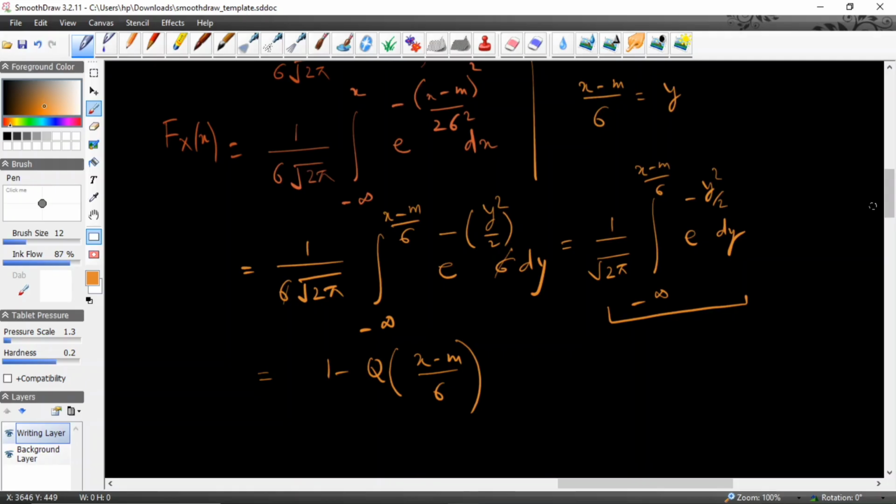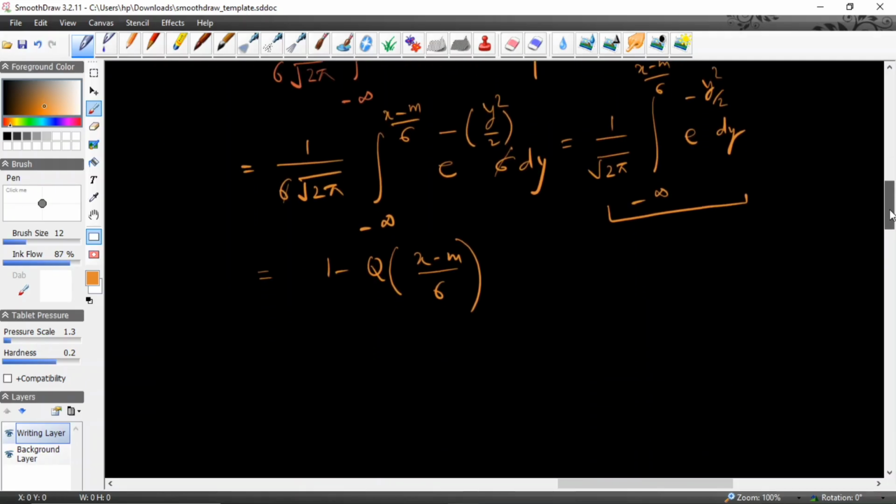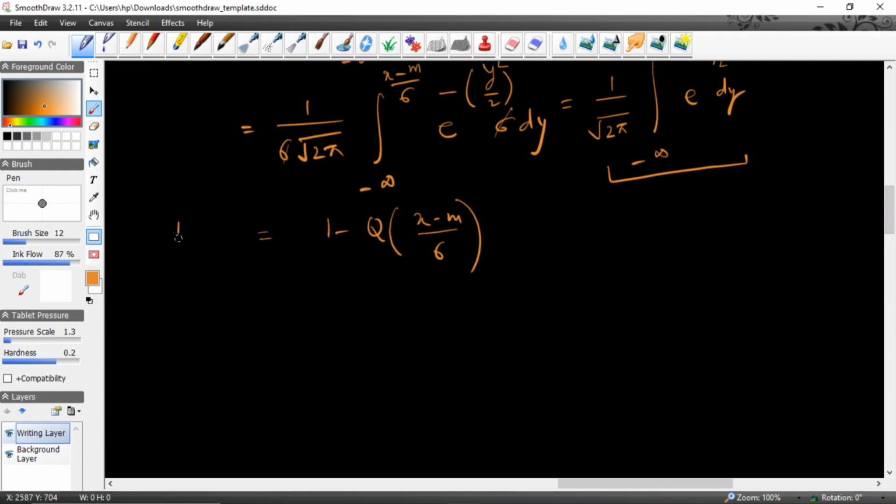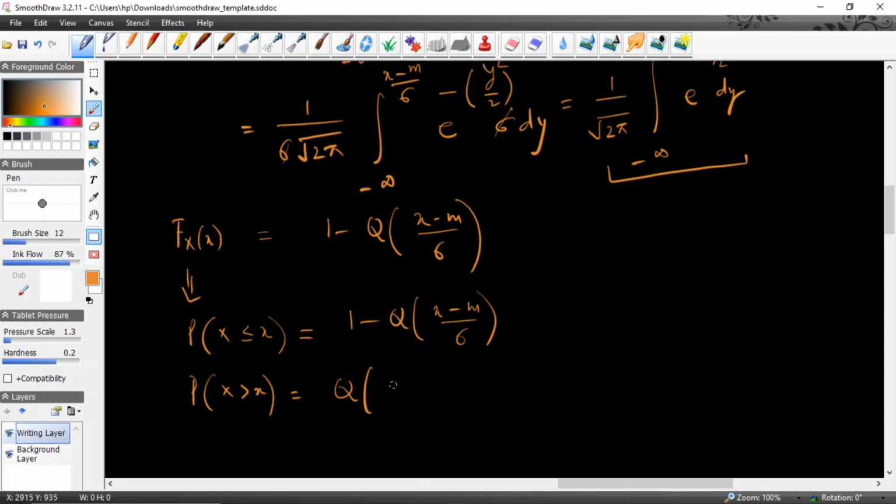So this is the CDF of a general Gaussian random variable with mean m and variance sigma square. Since this is your CDF of x, it represents the probability of the random variable x having value equal to or less than x, so that is 1 minus Q of (x minus m) over sigma, and definitely the probability of X greater than x will be equal to Q of (x minus m) by sigma. So if you add these two, the total probability becomes 1.